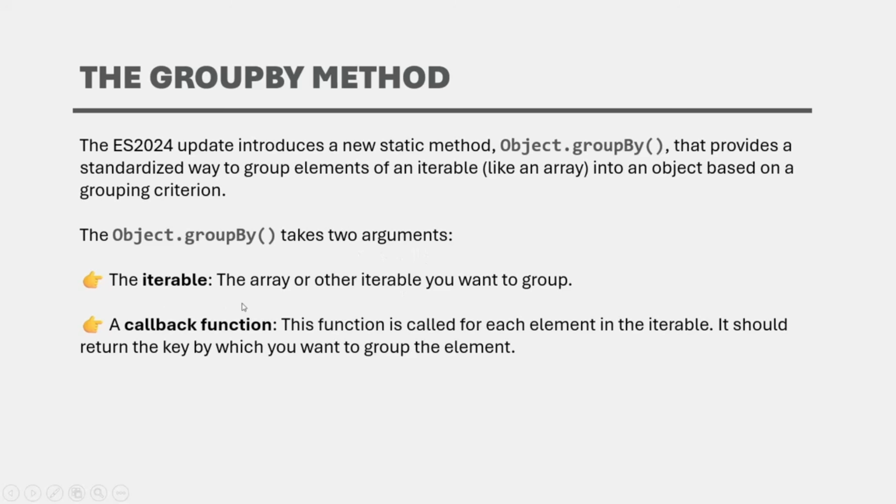The first argument will be an iterable. An iterable can be an array, a map, a set, etc. And the second argument is a callback function. This function is called for each element in the iterable, and it should return the key by which you want to group the elements together. Let's try to understand the groupBy method with two simple examples.